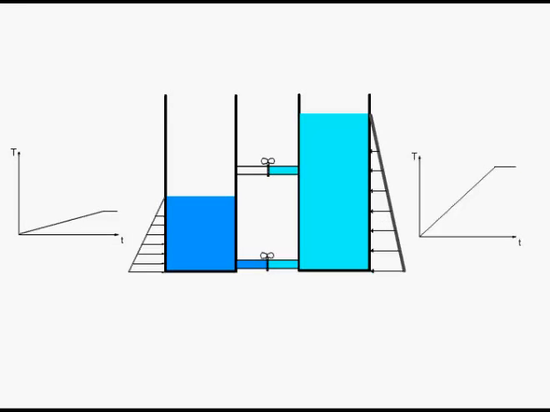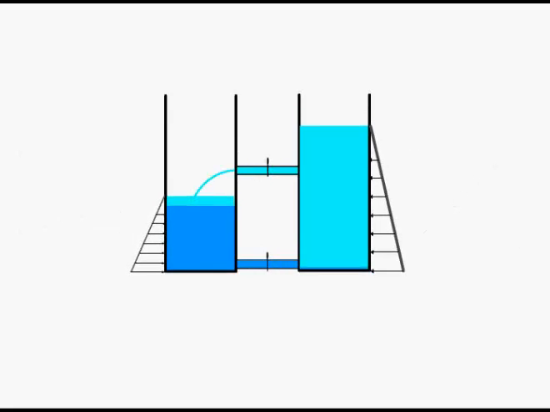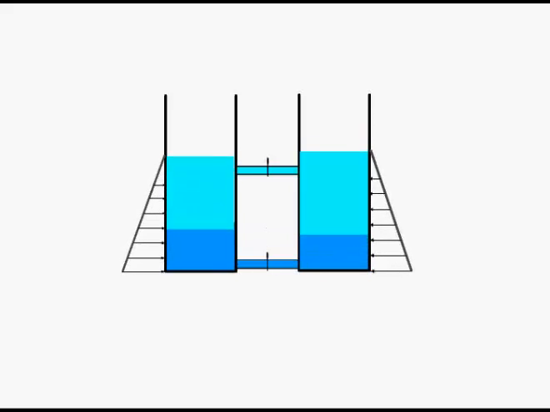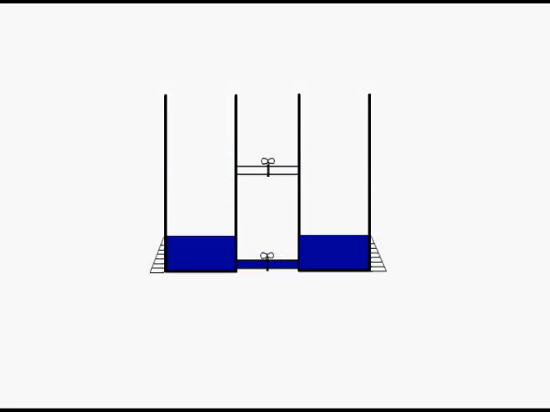Now if we open the clip in the middle, again the fluid will flow from the high pressure to low pressure, and the system comes to an equilibrium until it sees both sides have the same pressure head. This is how nature works.